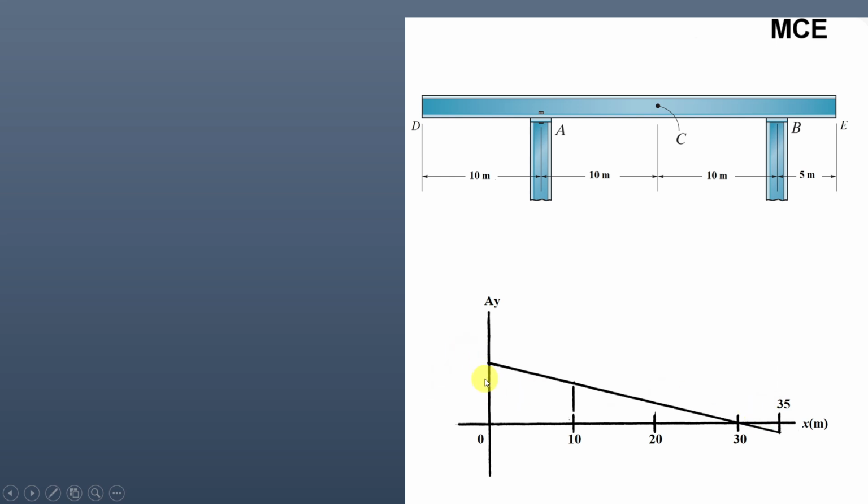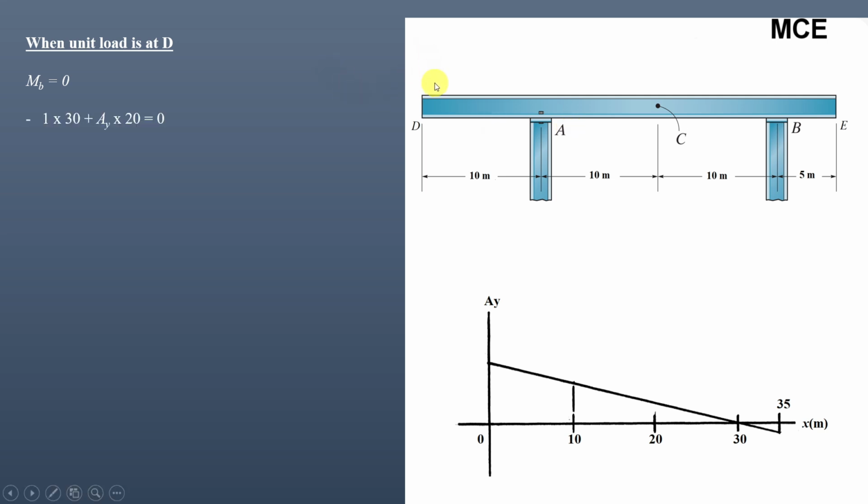So we will place first the unit load at 0 meter and calculate the value of vertical reaction at A. Then we will place the unit load at 10 meter and calculate the value of vertical reaction at A, and finally we will place the unit load at 35 meter and calculate the value of vertical reaction at A. So when the unit load is at D, that is at 0 meter, we will take the summation of moment about support B equal to 0 to find the value of vertical reaction at A.